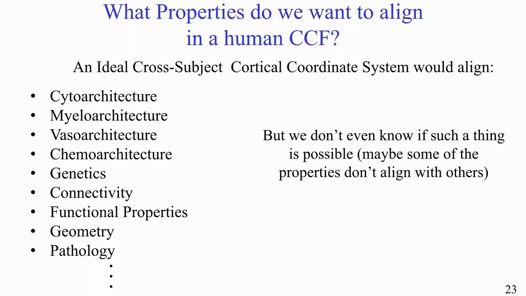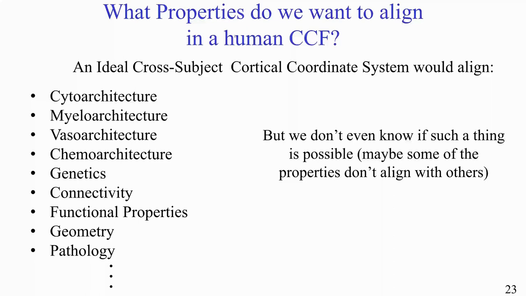But we don't know if this is possible. Maybe these things don't line up with each other, and this is an open question in neuroscience. If I line up all the vessels, am I also lining up cortical areas? Maybe. There's a reason to expect that. There are blood flow requirements that are different in areas like V1 that have a lot of metabolic usage as opposed to somewhere else. But we don't know the answer to these questions.